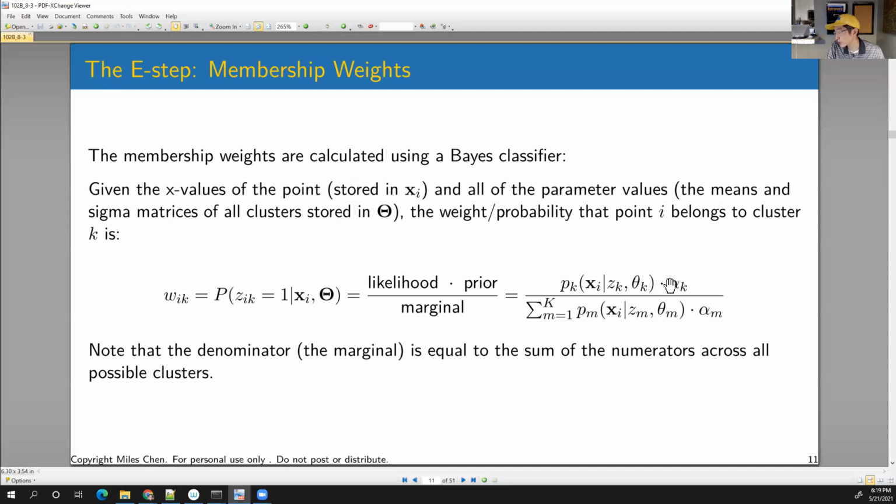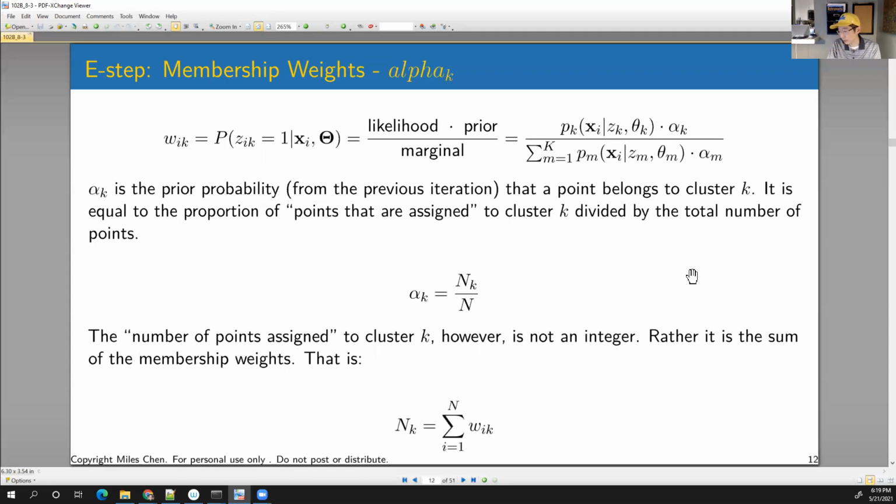And then your prior is just going to be your alpha, okay? The alpha here is basically the probabilistic membership weights, okay? How many points belong to a certain cluster. So when we talk about this, we're going to say how many points belong to cluster K? How many points belong to cluster 1? How many points belong to cluster 2? How many points belong to cluster 3?